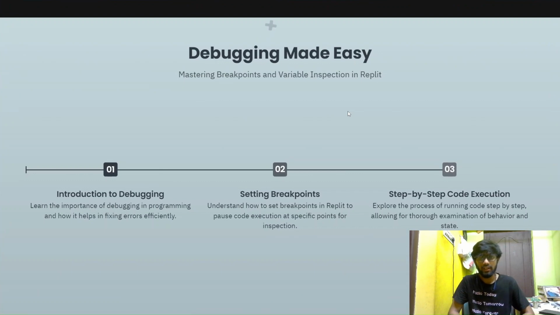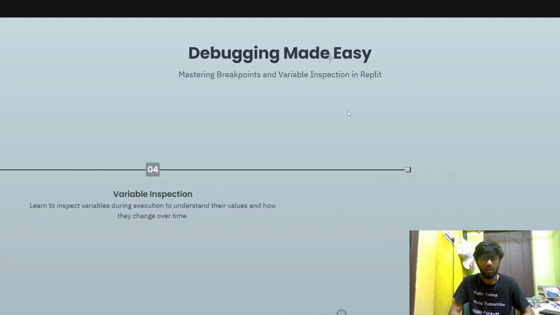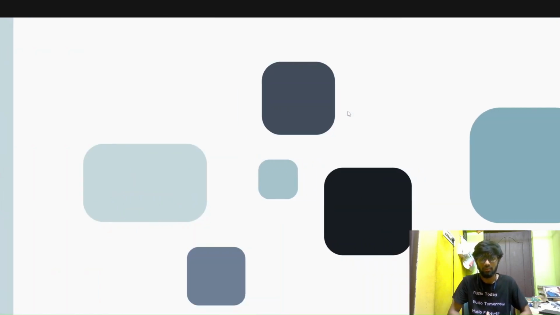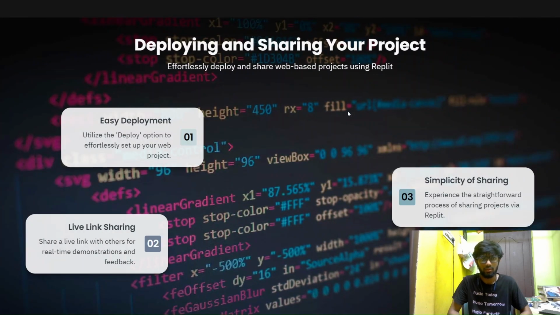Now setting up breakpoints is very helpful for setup, code execution, etc. Okay. Next is variable inspection and controlling execution flow. You can inspect whatever variable you want, and you can inspect further everything. And now, deployment and sharing your project.